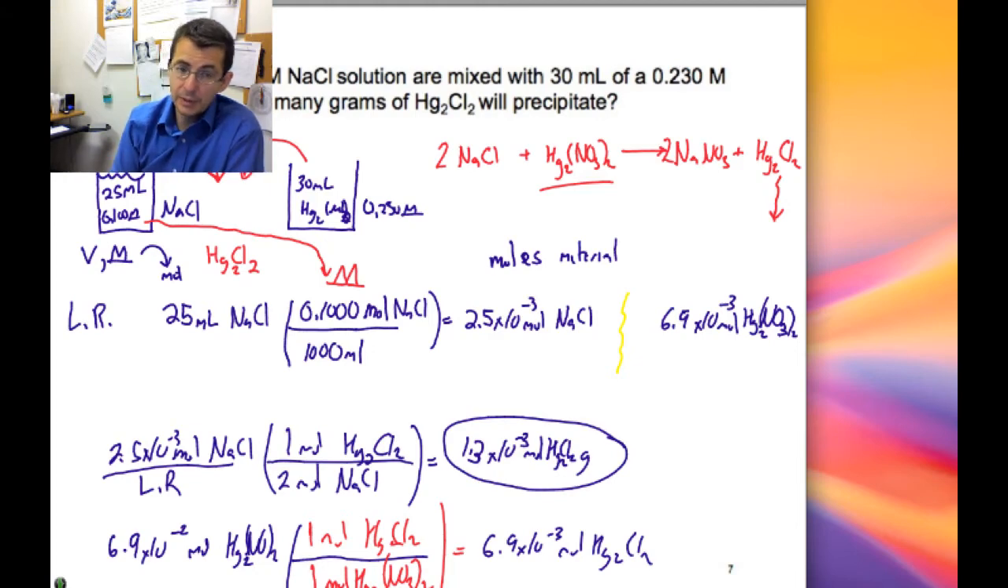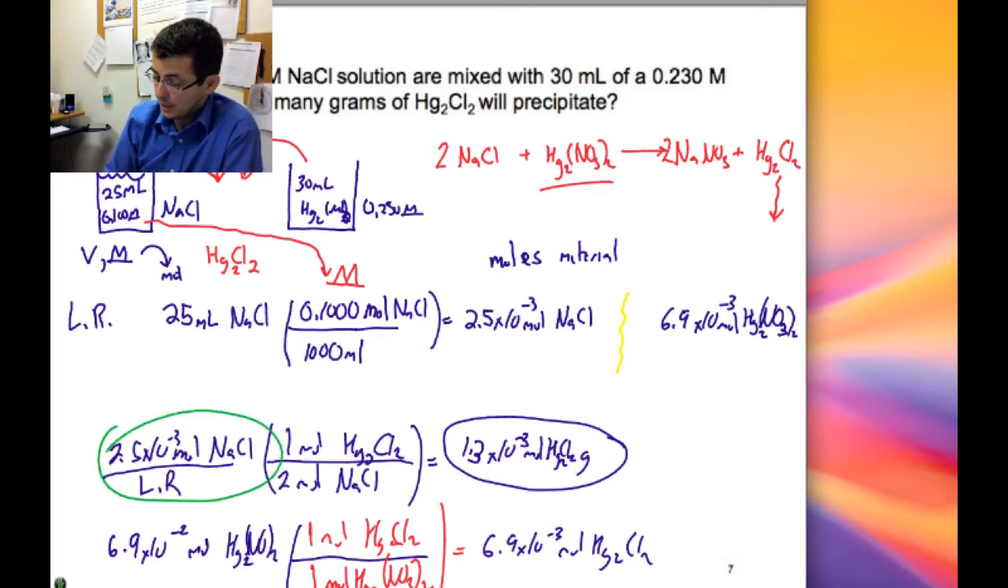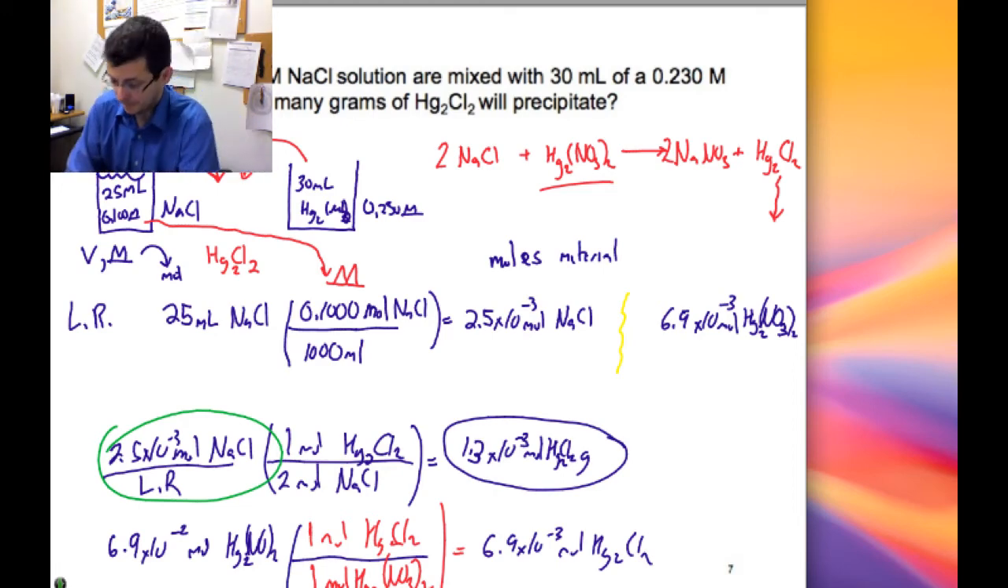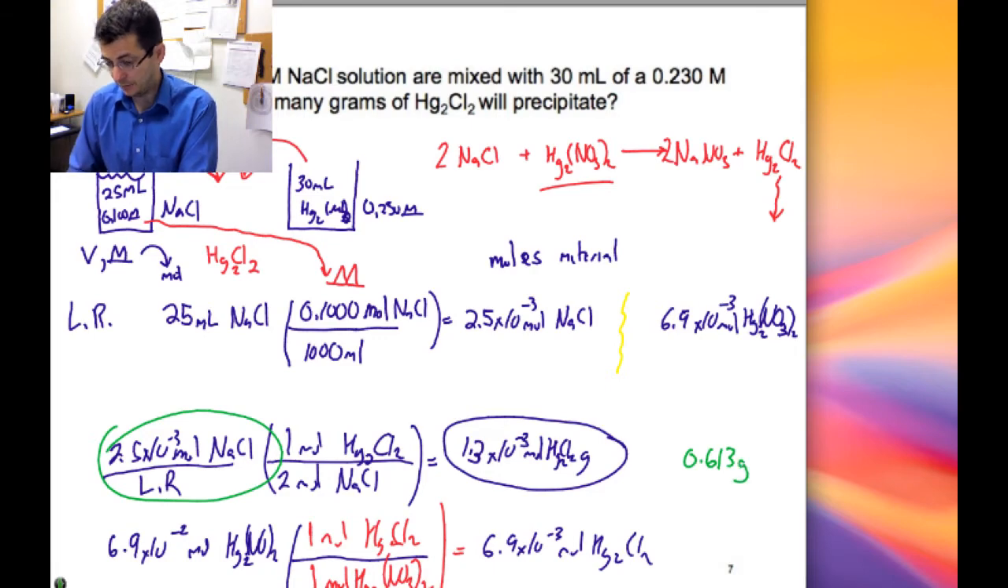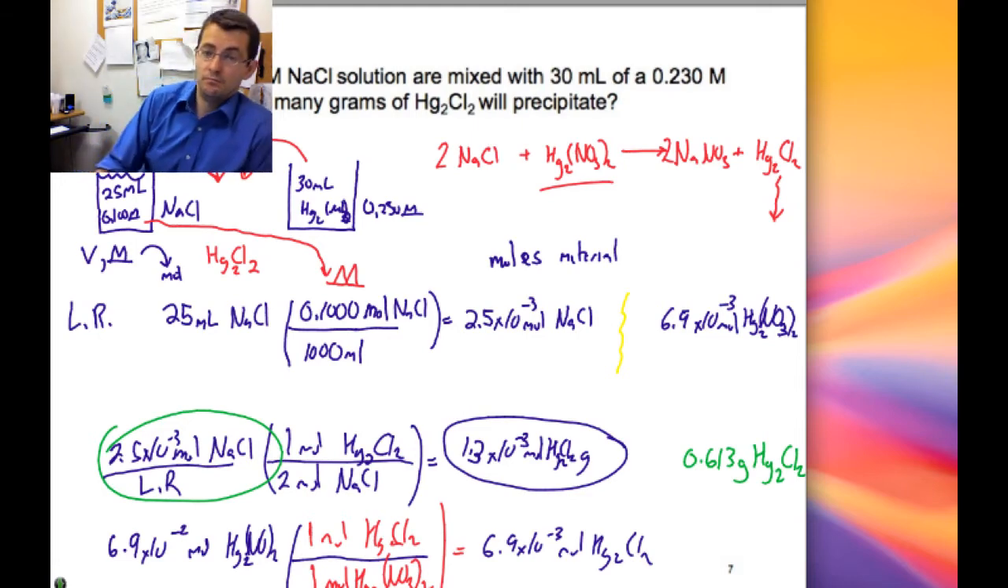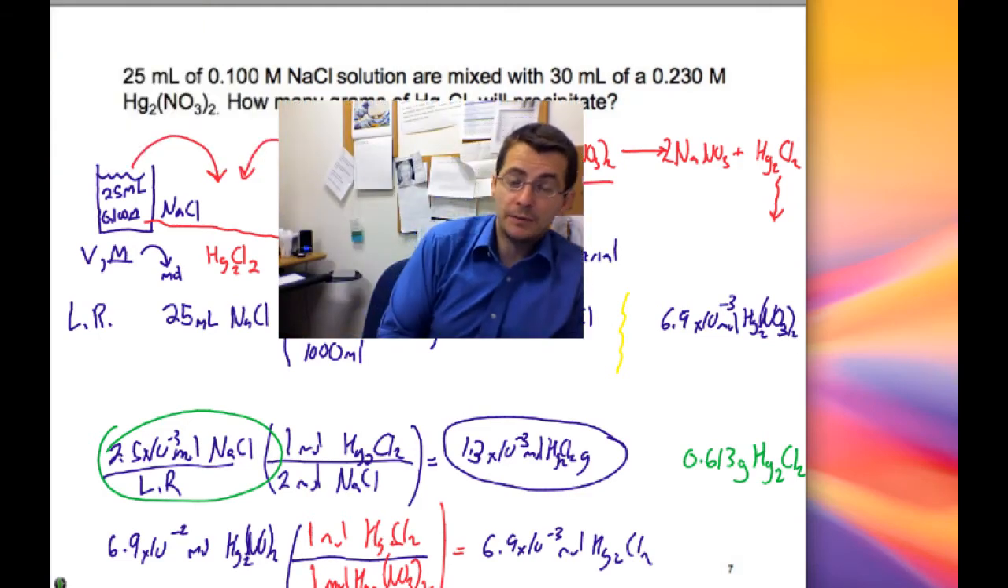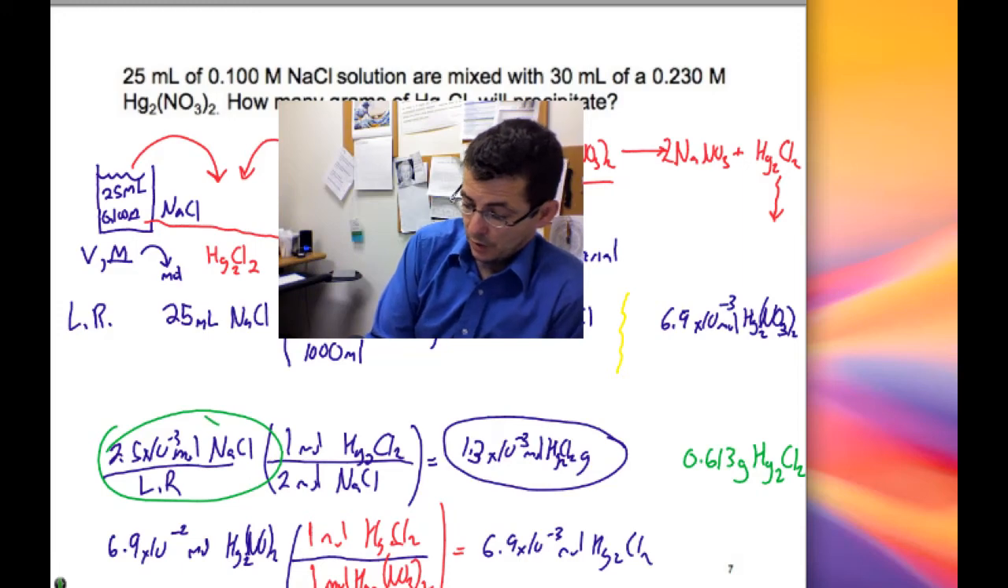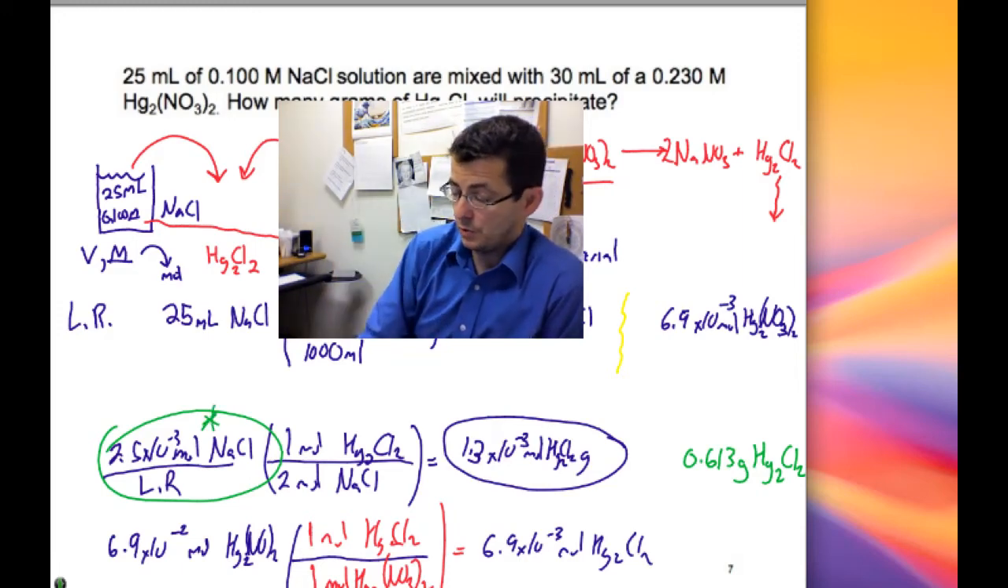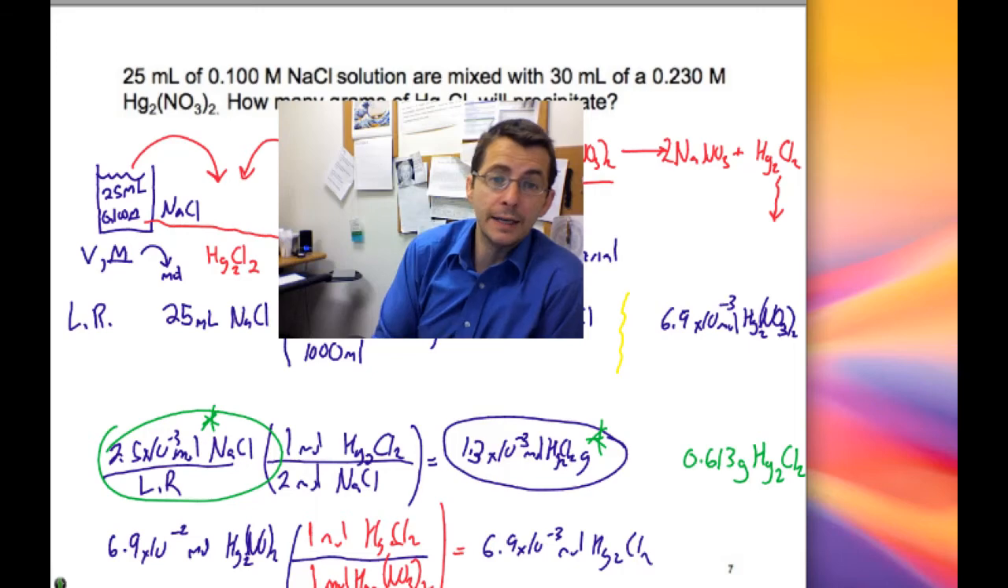We then use our limiting reagent to start the calculation. In fact, we can then take this 2.5 times 10 to the minus third moles and then figure out how many grams of mercury chloride will precipitate. And you should be able to do that calculation and obtain 0.613 grams of mercury(I) chloride. All right. I'll let you set that one up for yourself, but it should be starting with the sodium chloride. Or if you're astute, you know that you've done half the work already. All right.